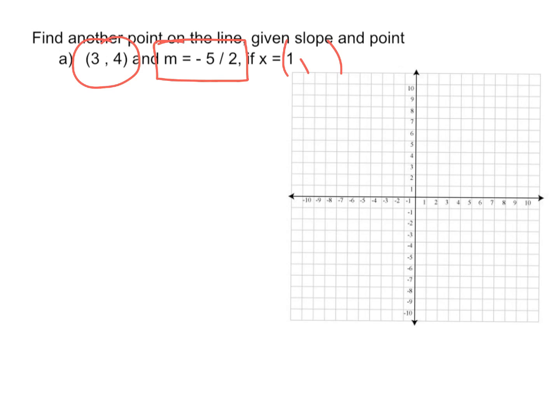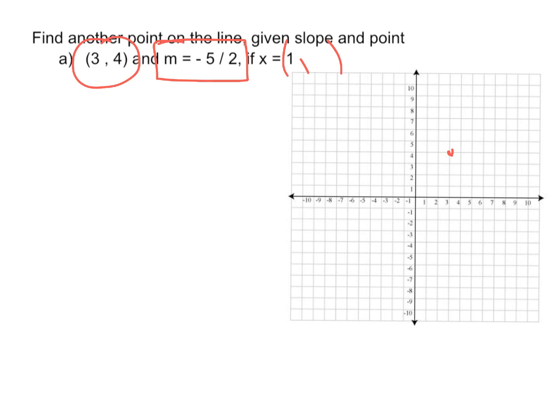So I'll start by plotting my point 3, 4. So 3, 4 is right about here. Sorry if it's a little bit off, but I'll try my best. It's just hard to draw with my hand on the iPad, but that's not bad. So there's my point right there. Let's see if I can get the little scribble line.